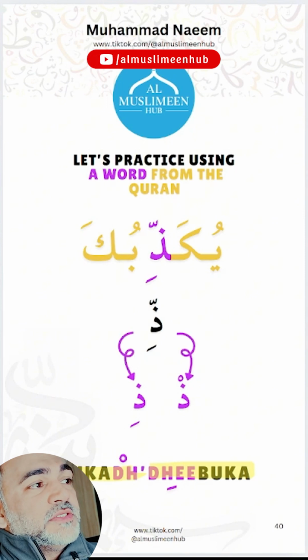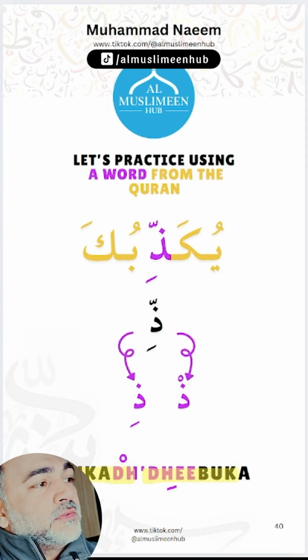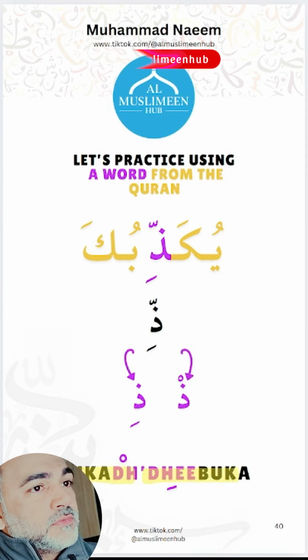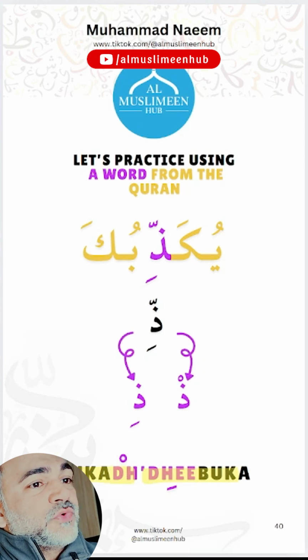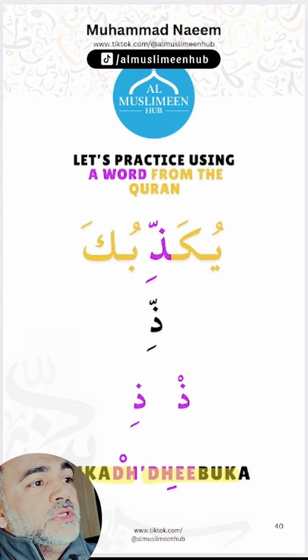Okay, that is the kasra below the shadda. You cannot ignore it. So in this case, it becomes yuqadhibuka. Okay, so you stress more on the shadda: first you give a pause, and then you read the remaining part of the vowel present on top of the shadda or below the shadda.